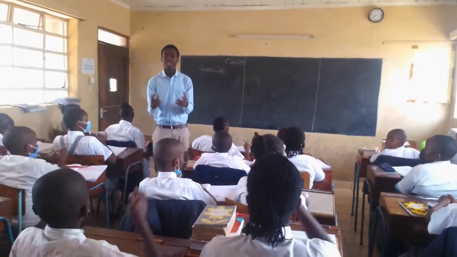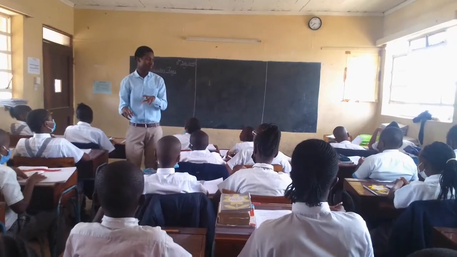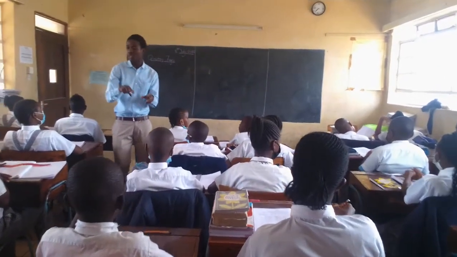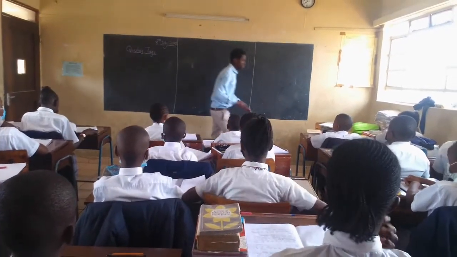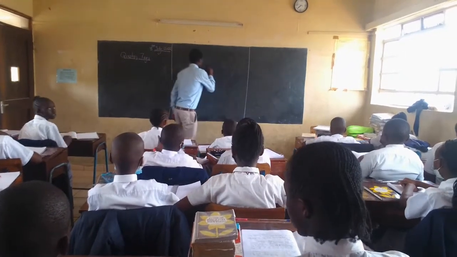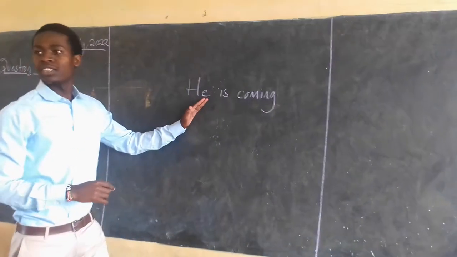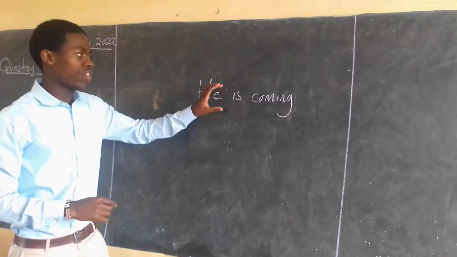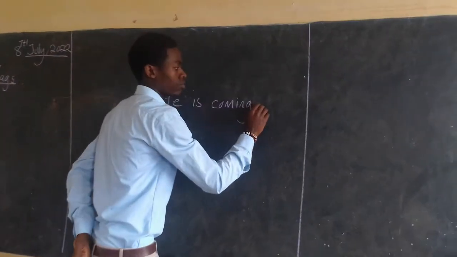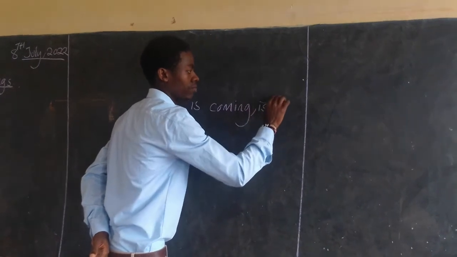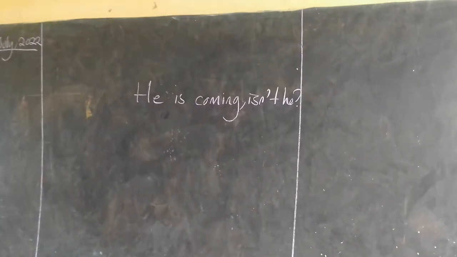Very good. Now, we see that question tags are phrases that we attach at the end of statements. And I gave you a very good sentence here, and the sentence reads like this. This was now the statement. We can get a question tag at the end of this statement. And the question tag was? Isn't he? Isn't he? And at the end of it, there must be a question mark, right?